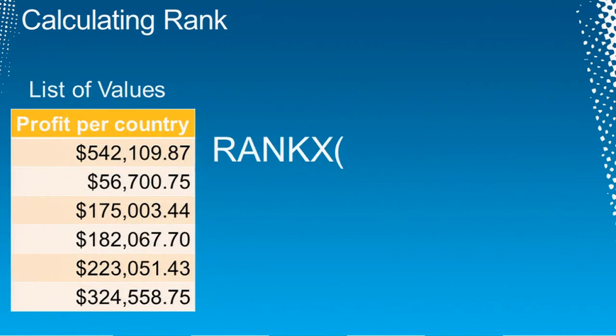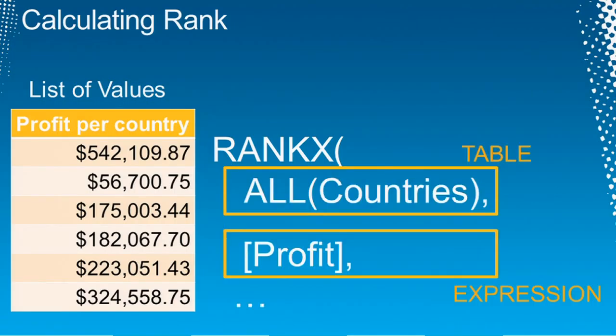We have a RANKX function, and the RANKX function has a few parameters. First of all, the first parameters determine what this list of values is. In this case, our list of values is all the countries, because I want to compare my country to all the countries. So I want to give this table to my RANKX: all the countries, and for all these countries within this list, I want to determine the profit.